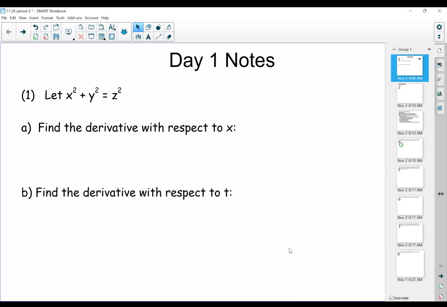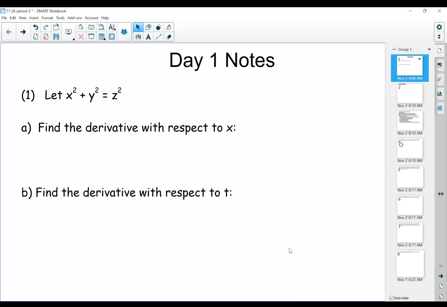So we're going to get started today with the day one notes, introducing a topic called related rates. And we're going to start this topic today and then finish this topic next class or next time you listen to me, whenever that may be.